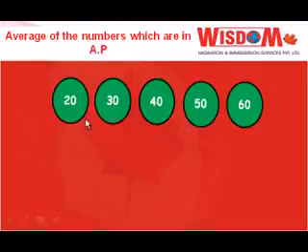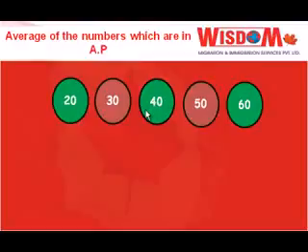Let's say this number here, number 20, and this number here, number 30, there is a difference of 10 between them. And 30 and 40 again has a difference of 10 between them. So the numbers which are in arithmetic progression have a common difference. So in this question, our second point states that the average of the numbers which are in arithmetic progression will always be the middle number. So if you can see from this series, 40 is the middle number.